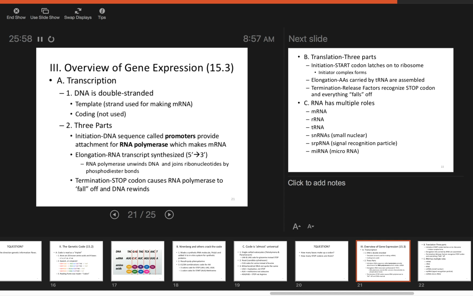Transcription does have 3 parts: initiation, elongation, and termination. Initiation means that RNA polymerase comes in, binds to promoters. We'll talk about what promoters are, and then how it makes mRNA. When it makes mRNA, this is actually the elongation phase. mRNA is made in a 5 to 3 direction, very similar to DNA. And then termination, eventually it will reach a stop codon on the DNA strand, which causes everything to kind of fall off, and the DNA rezips back up, and now you have an mRNA strand, and we'll talk about what happens to that mRNA strand.